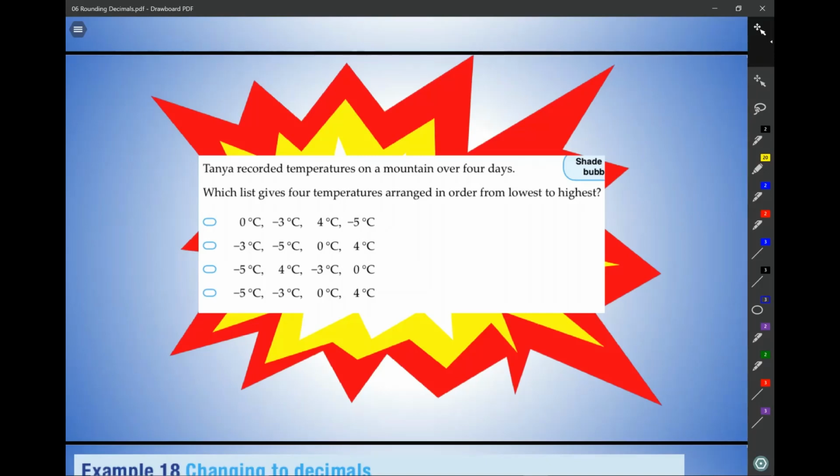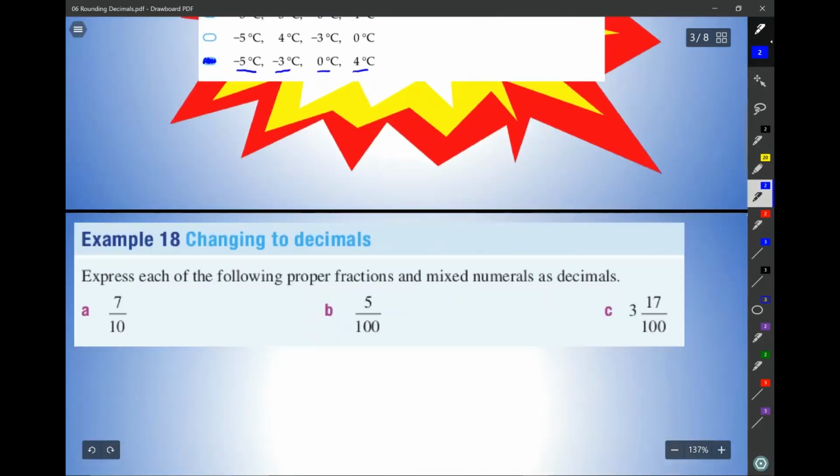There's a list of 4 temperatures and we want to choose which one is arranged in the order from highest to lowest. I'd love for you to just pause the video for a second and have a think about what the answer is to this question. Okay, I think the answer to the question is this one here, because we start from the lowest, -5, -3, 0, and then 4. That is in order from lowest to highest.